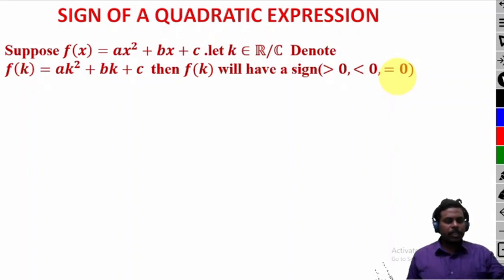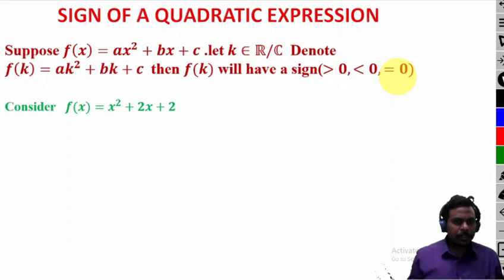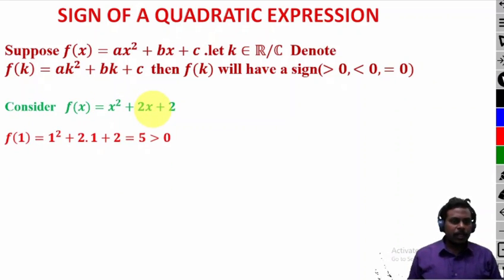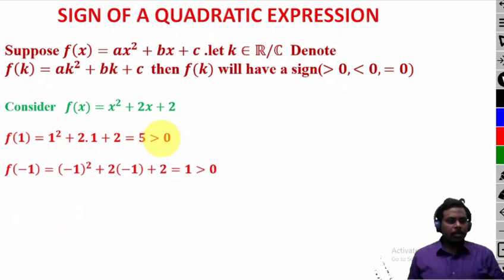Let me understand through this example. Consider a quadratic expression f of x is equal to x square plus 2x plus 2. Now I am substituting x equal to 1 in this expression. This is 1 square plus 2 into 1 plus 2, that is equal to 5, which has a positive sign. Now I am substituting x is equal to minus 1, which is minus 1 whole square plus 2 into minus 1 plus 2, that is equal to 1, which is positive.